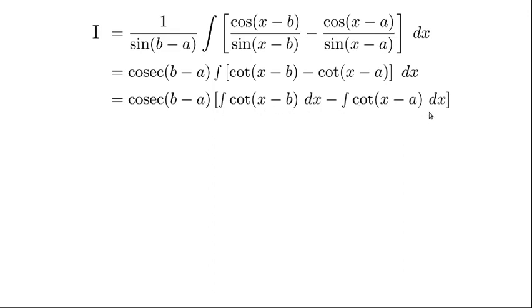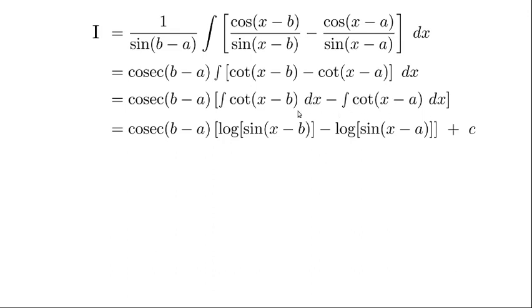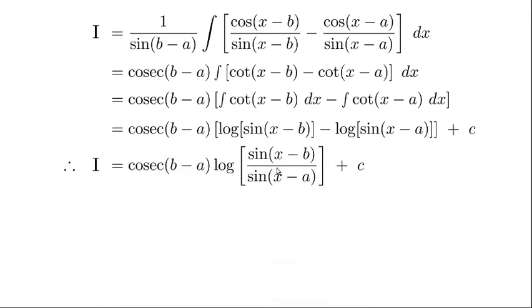So integration of cot x minus b is log of sine x minus b, and here it is log of sine x minus a, and this is the form of log m minus log n. Log m minus log n is log m by n. Therefore the result becomes cosec b minus a log of sine x minus b upon sine x minus a plus c. Thank you.